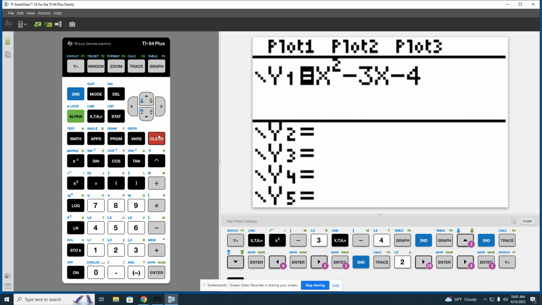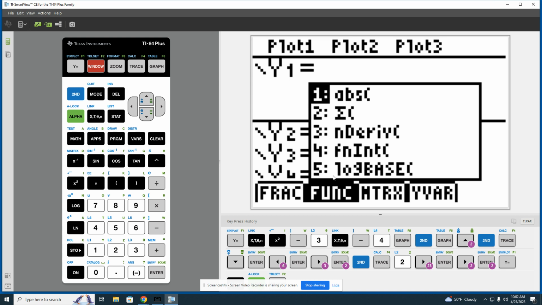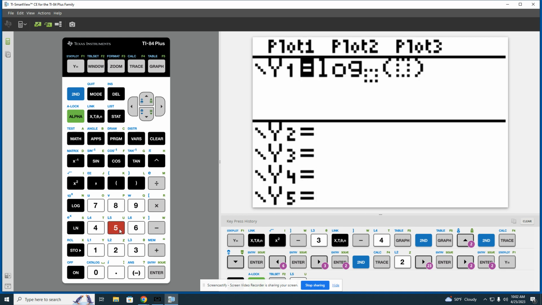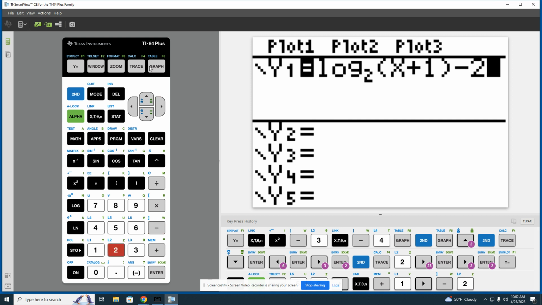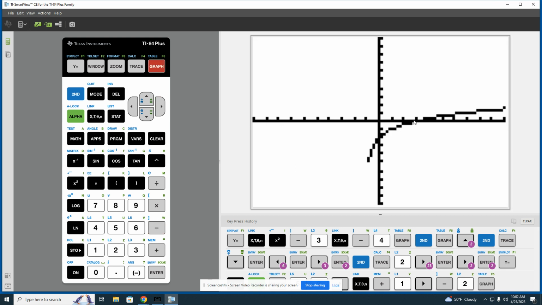First, for this one, I'm going to go to y equals, and like y'all said, alpha, window, and sure enough, number 5. Log base 2 of x plus 1, and then outside of that, minus 2. And just like the last problem, I need to find where it crosses the what? So it looks to me like it's somewhere around 3 or 4. Y'all agree?